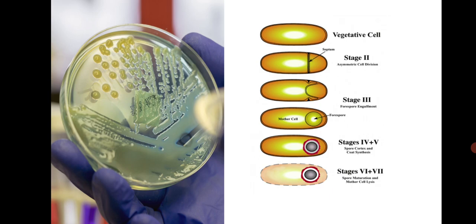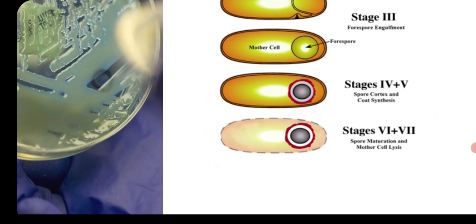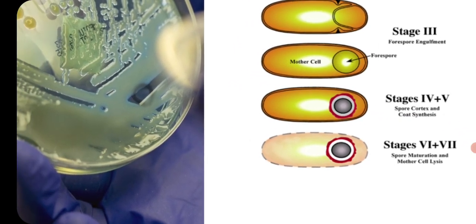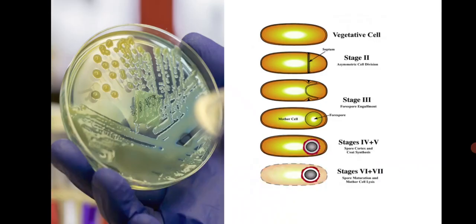Now this is the diagrammatic representation of the spore or endospore formation, which includes several stages. And in the final stage, there is the complete formation of the endospore. Then upon reaching favorable conditions, the endospores again turn back into normal bacterial cells.